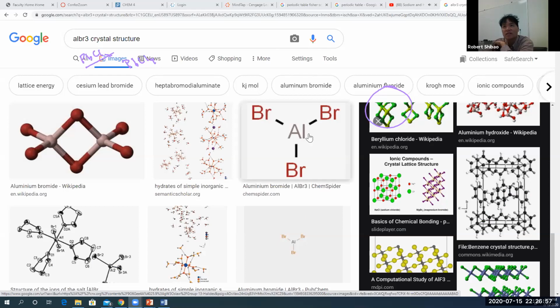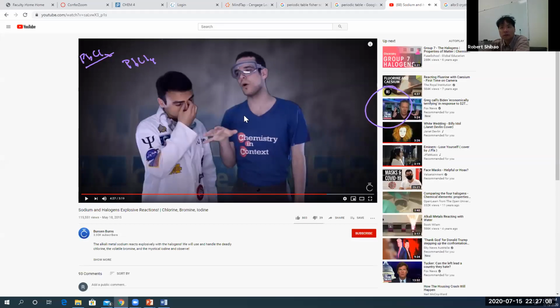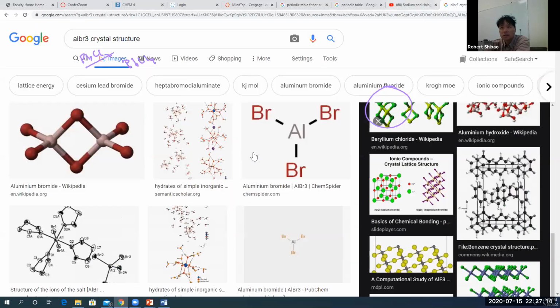AlBr3 would be at a high temperature, where you break apart the lattice and chunks of it break off, that kind of thing. This is kind of interesting, what they did for that. Oops. I don't know if the audio was going through for that or not, because my speaker's dead. All right, what else can we take a look at here?